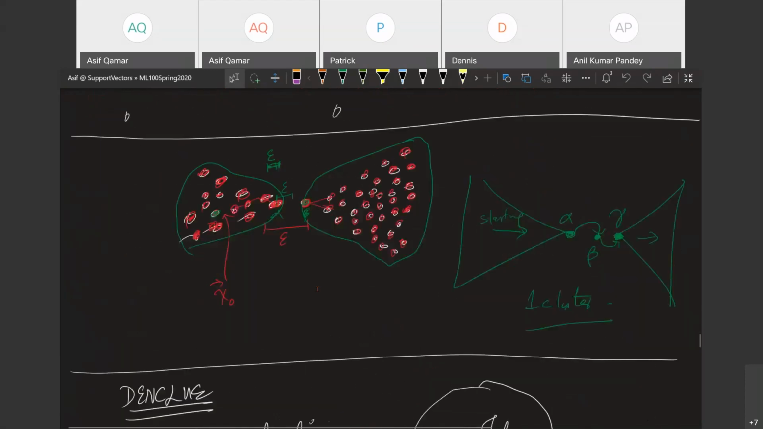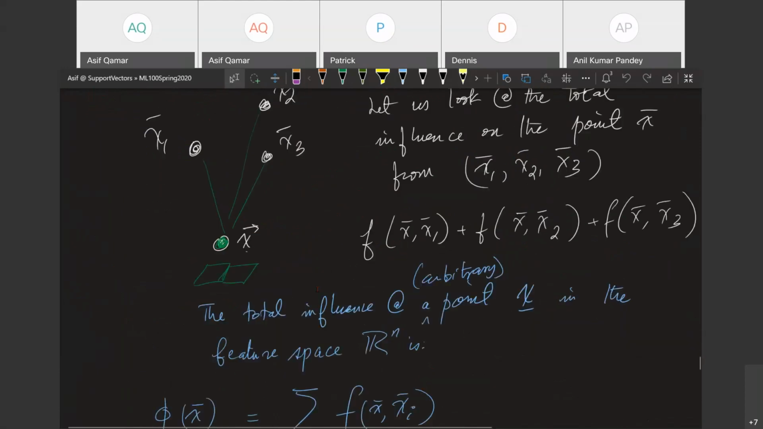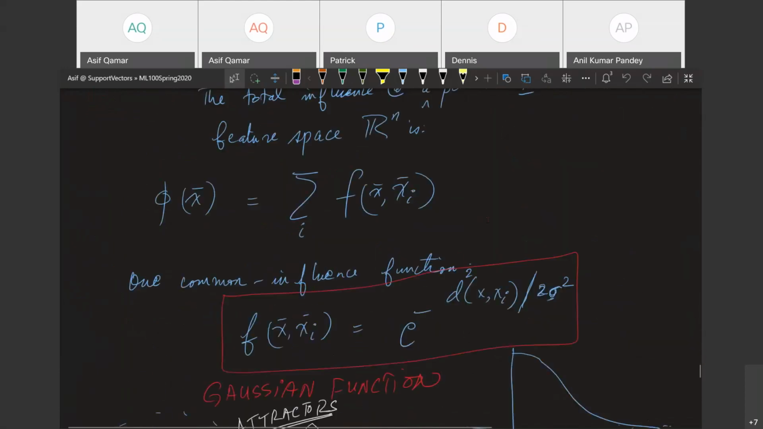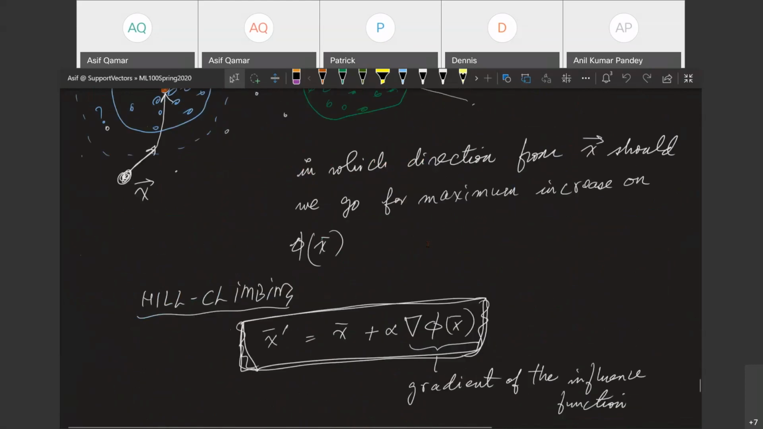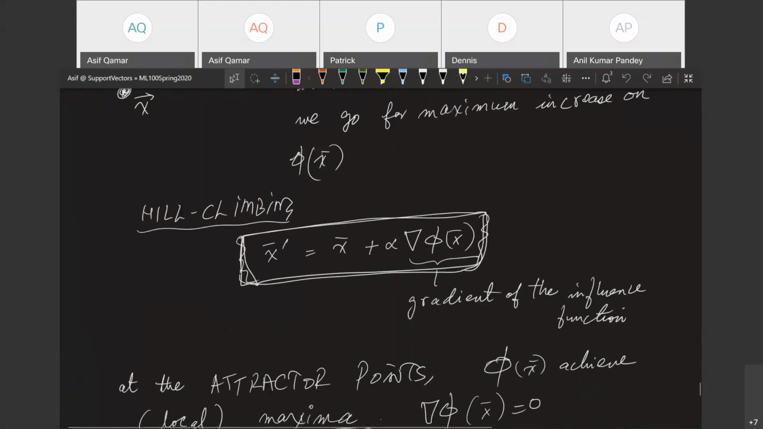I wouldn't go more into the density-based. And the DENCLUE, of course, we talked about. We have a net influence field, and given the influence field, all we have to do is the hill climbing method. The core of it is this.